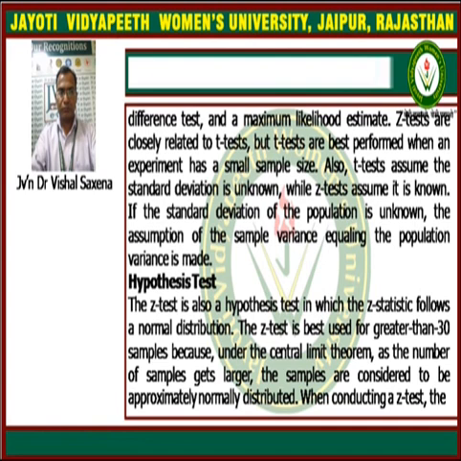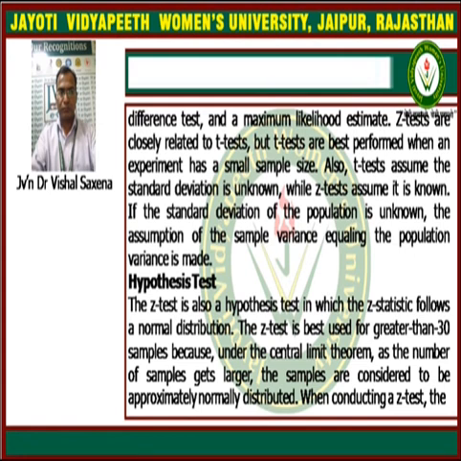Z tests are closely related to t-tests, but t-tests are best performed when an experiment has a small sample size. Also, t-tests assume that the standard deviation is unknown, while Z tests assume it is known. If the standard deviation of the population is unknown, the assumption of the sample variance equaling the population variance is made.